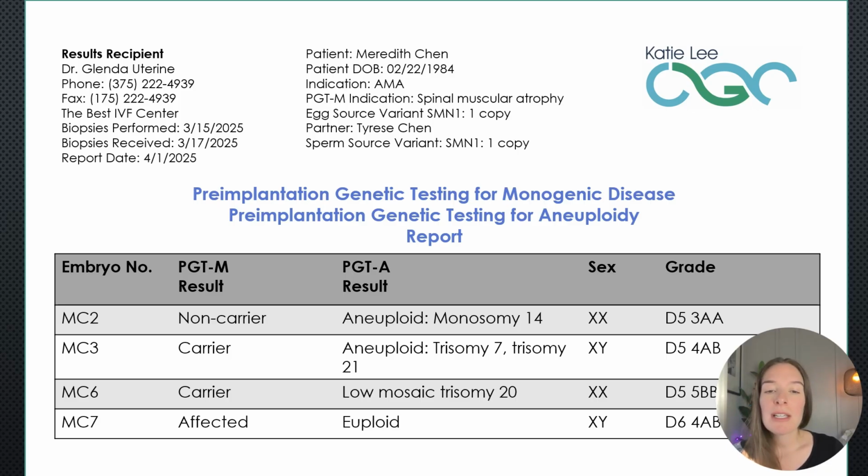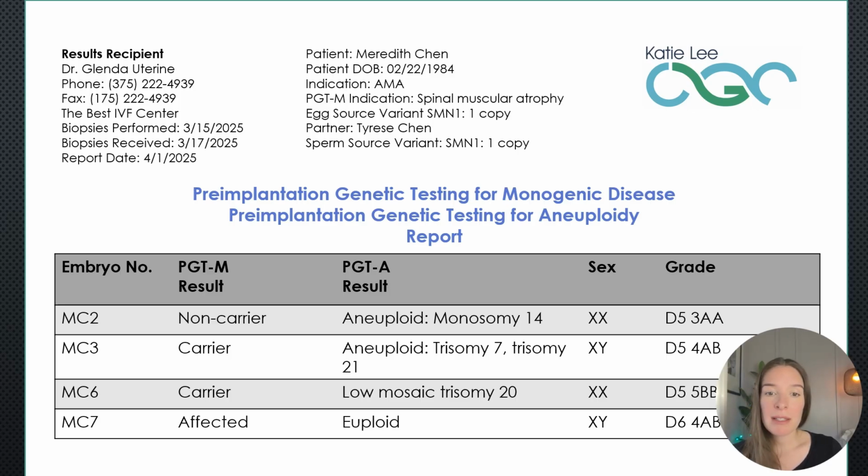Embryo number 3, you can see it has 2 aneuploidies. Some labs might call this a complex aneuploid. It's got an extra copy of chromosome 7 and 21. If this embryo were transferred, which it would probably not be recommended to transfer based on the PGT-A results, this embryo would probably not implant or miscarry early on.